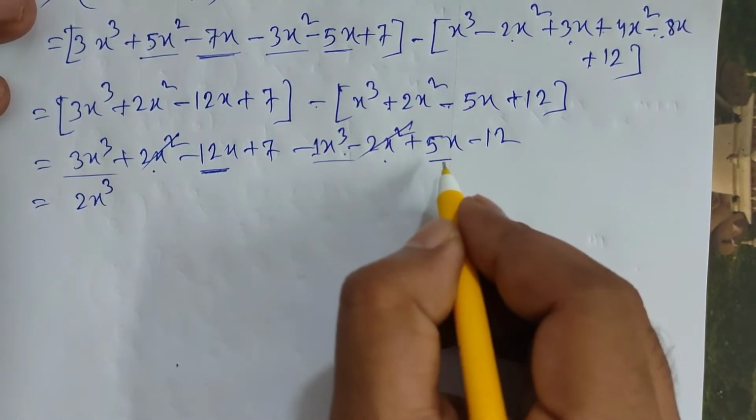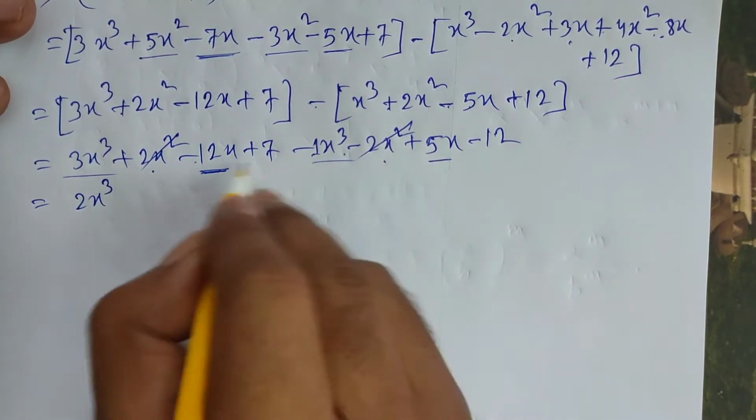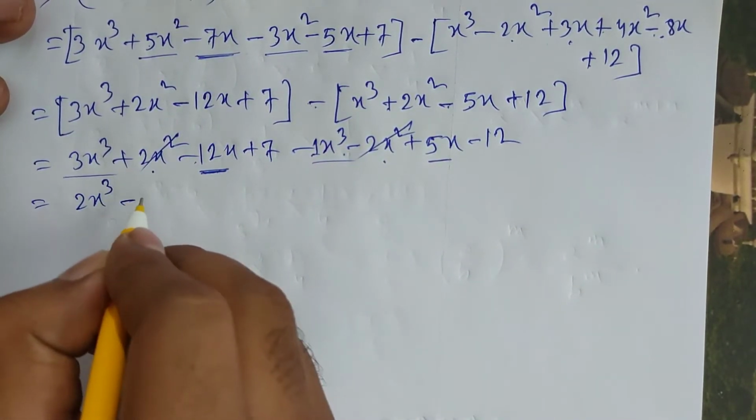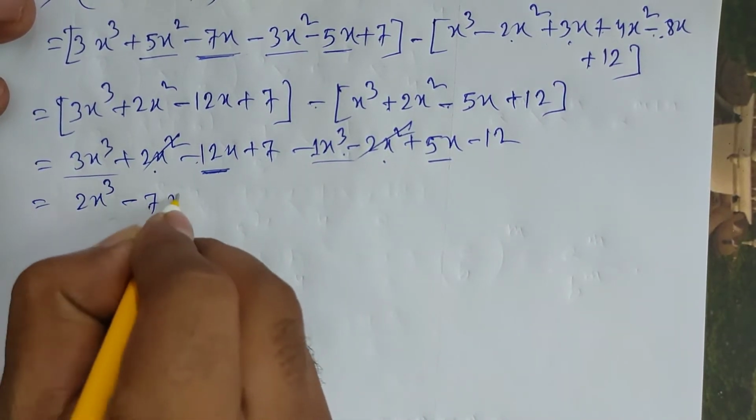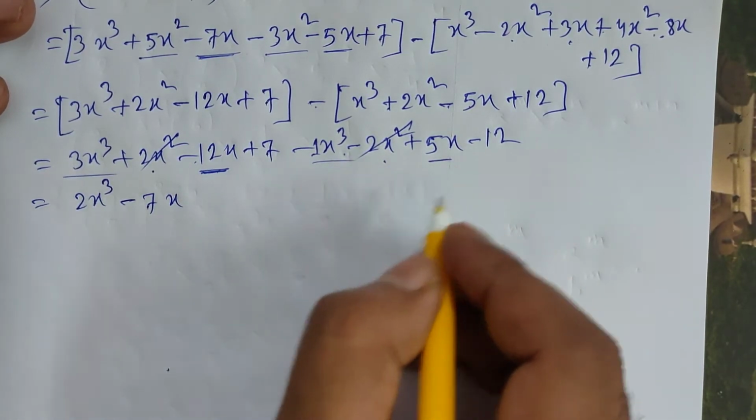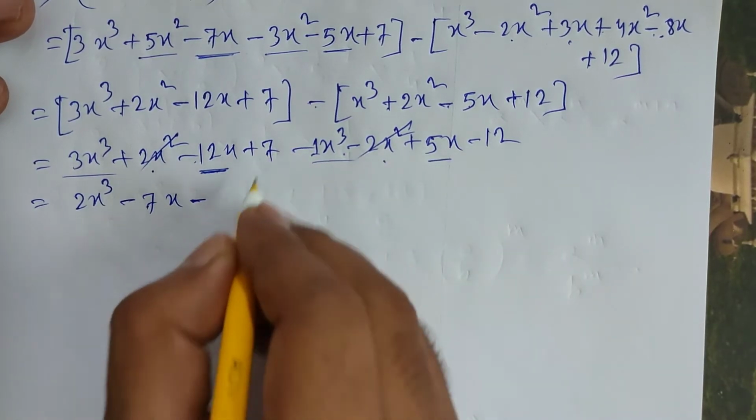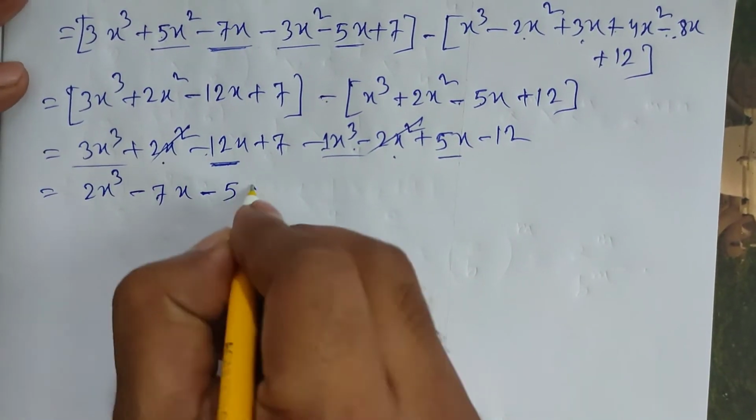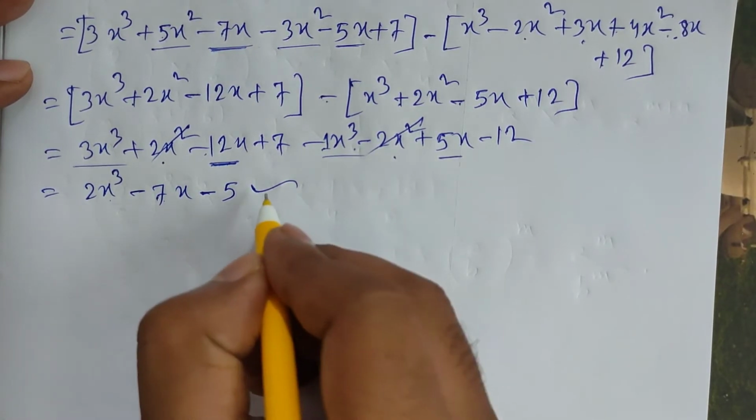Then here is the x part and here is also the x part, so minus and here is positive, both are different sign, greater number symbol minus, 12 minus 5, that means 7x. And here is minus 12, here is plus 7, both are different sign, greater number symbol minus, we need to subtract 12 minus 7, that means 5. So what is the answer? Answer will be 2x cube minus 7x minus 5. This is the correct answer.